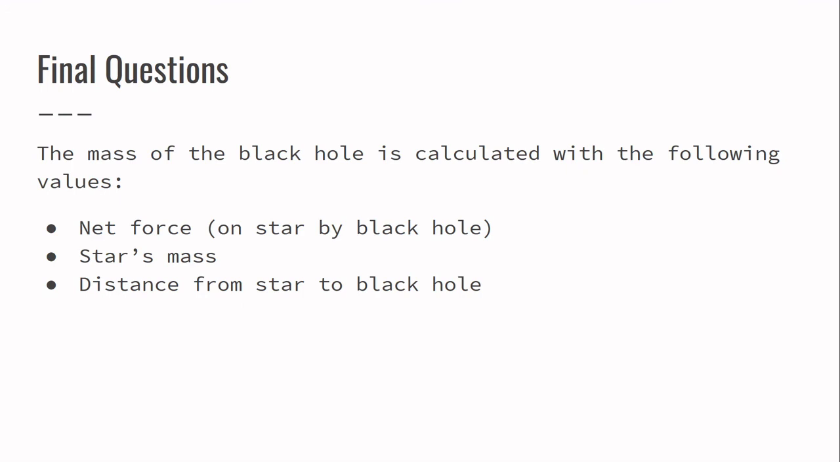In the question, it asks us to assume that the movement of the star doesn't change. And if the movement of the star doesn't change, neither do these values, which means we wouldn't be able to tell the difference if a new black hole were to be replaced.